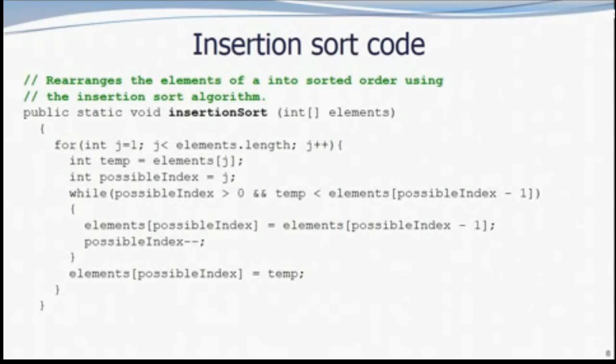change that one, the one before it, subtract 1 from possible index. Temp still holds the old value, but now we've moved this one up, or moved it back.